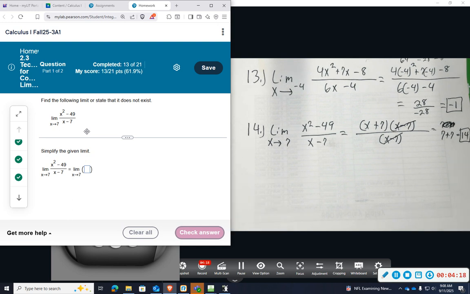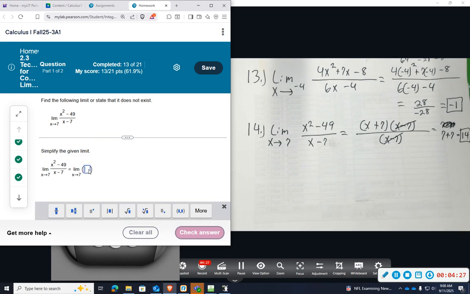But maybe the value at x equals 7 doesn't exist. The y value is getting close to 14, but maybe when we plug it in, it doesn't exist.